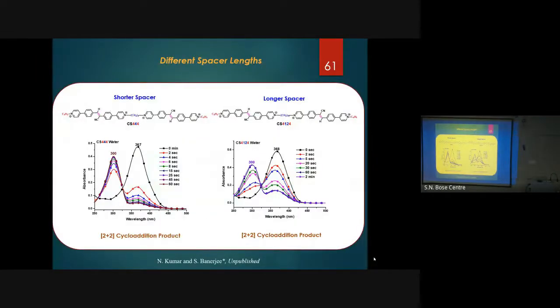But what we figured out is that when you have either a smaller linkage or even a longer linkage, C12, we are still seeing the 2+2 cycloaddition product. So this is a bit unexpected, because we thought that at some point it would saturate. We are now trying to make maybe the C16 linker. We want to see where the limit will be. Of course, we have to understand better what is bringing the cyanostilbenes so close to each other so that they can undergo 2+2 cycloaddition.